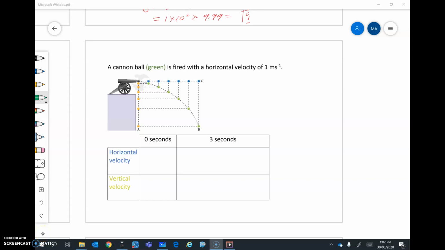Hi there science students, this is the third and final video on projectile motion. We're going to focus on how the velocity of an object changes when it's projected horizontally.